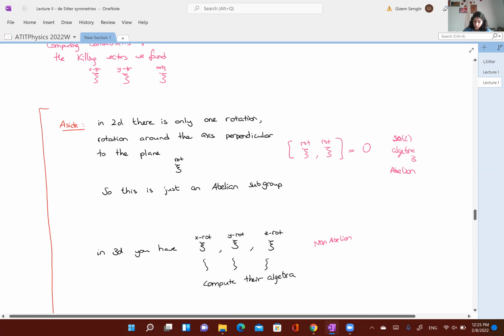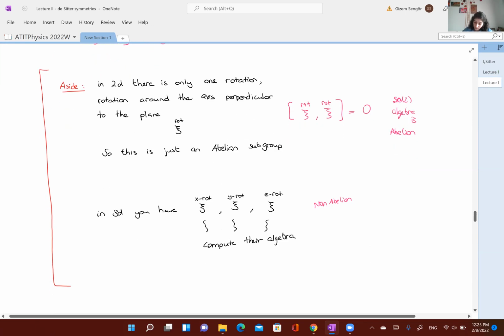And if you compute things like Z rotation with Y rotation, you will find something more. What you find happens to be, with a plus or minus, proportional to the X rotation. So you get an algebra that resembles the algebra of angular momentum.